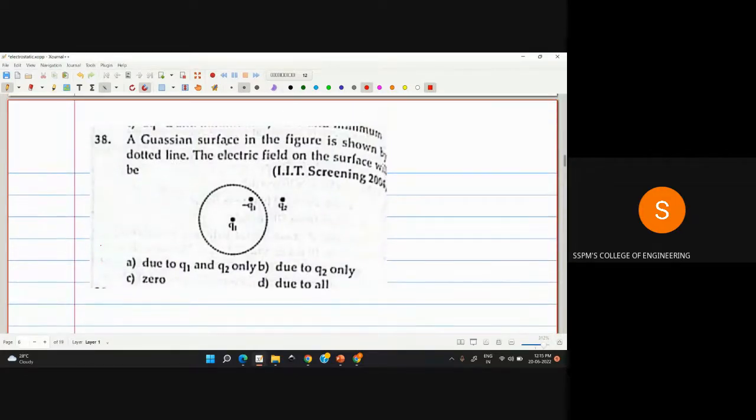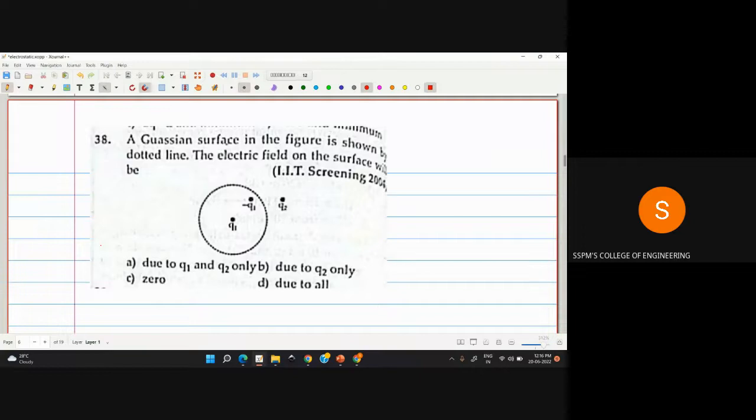Now, this example is also based on Gauss law. What is the statement of the Gauss law? The total charge present inside the closed body is exactly equal to the lines of flux crossing the closed body.